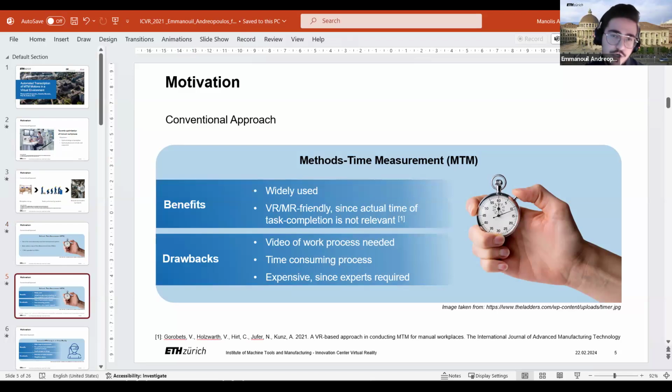Apart from this wide adoption in the workplace evaluation process, MTM is also VR and mixed reality friendly, since we don't consider the time of the actions, but only the actions that are taken during our workplace process. However, this process traditionally requires the video of the work process being recorded, which is then manually transcribed by an MTM expert, which is a process that is both time-consuming and expensive.